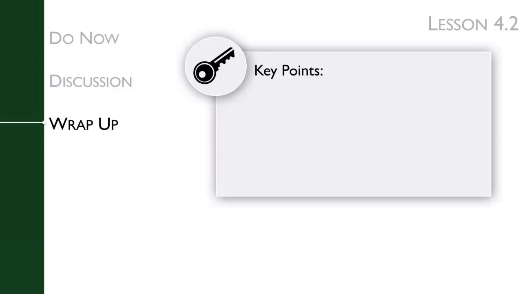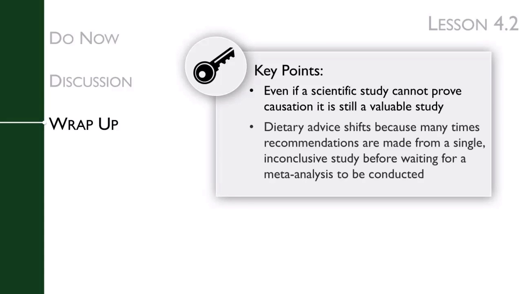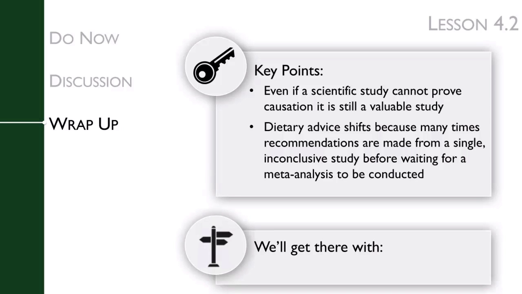The key points of this lesson's wrap-up are that even if a scientific study cannot prove causation, it is still a valuable study, and that dietary advice shifts because many times recommendations are made from a single inconclusive study before waiting for a meta-analysis to be conducted. We'll get there by having a short discussion with the students.